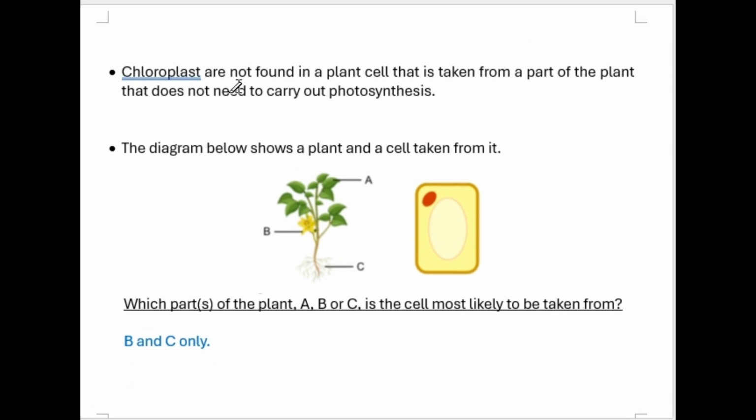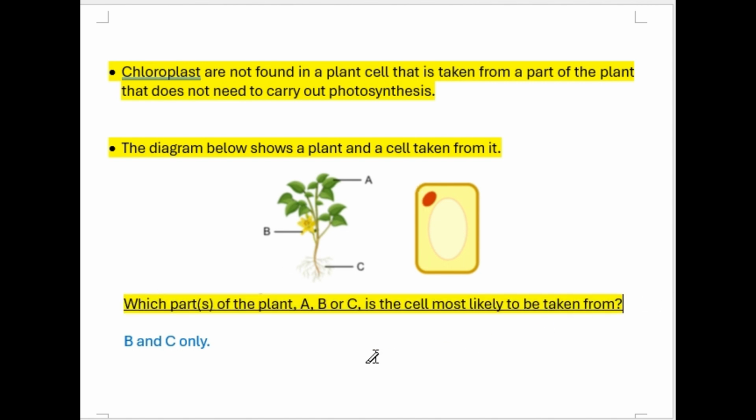Chloroplasts are not found in a plant cell that is taken from a part of the plant that does not need to carry out photosynthesis. The diagram below shows a plant and a cell taken from it. Which parts of the plant, A, B or C, is the cell most likely to be taken from? B and C only.